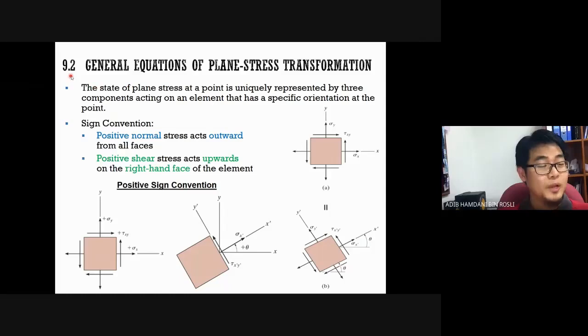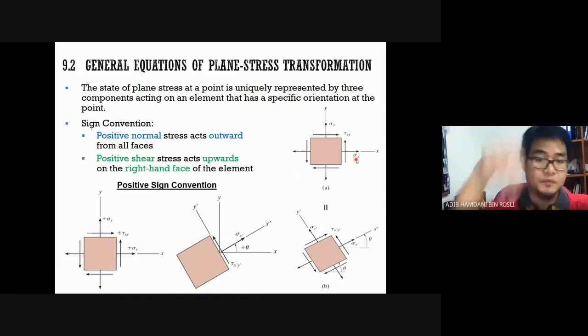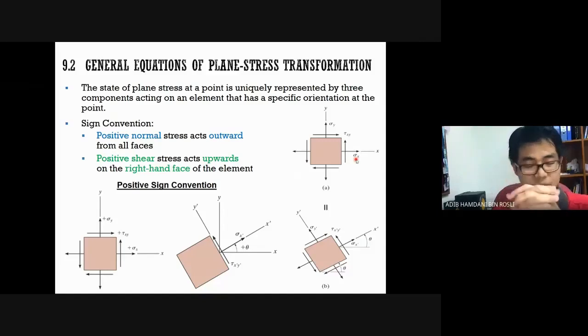Okay, so we go to the next topic, which is general equations of plane stress transformation. Before we do that, please understand this sign convention. Remember, normal stress is positive outwards, negative inwards, okay. While for positive shear stress, tau xy on the right-hand face of the element will be positive going up. If it goes down for that face, it will be negative. So this is the positive sign convention, right?